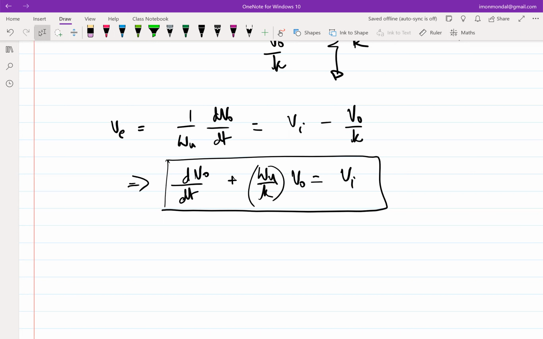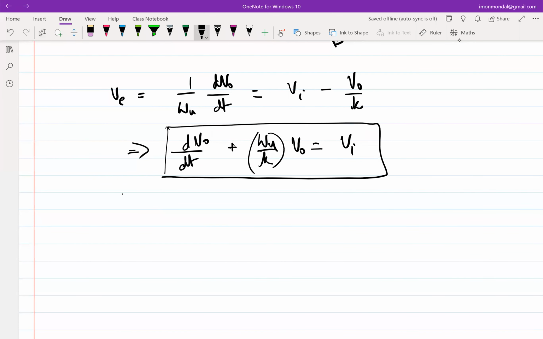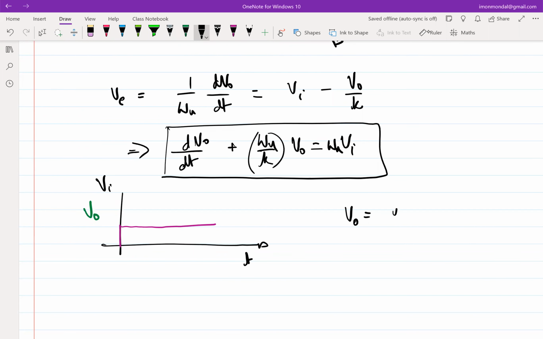This is a first order differential equation. You must have seen it thousands of times before, right? So let's assume Vi is a step. So what will be V naught? I think I made a mistake here. This should be omega u here, right? So if you are not sure, solve it and tell me. Yes, what will it be? Minus t by, or omega u by k, t, right?